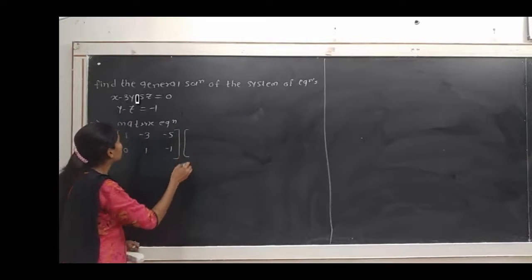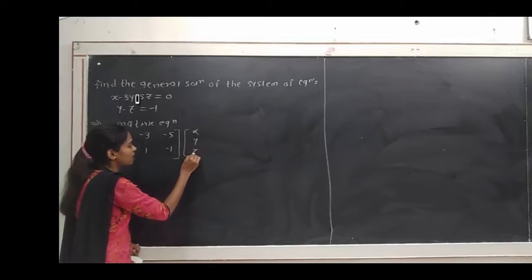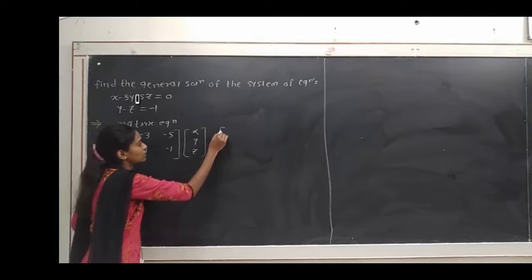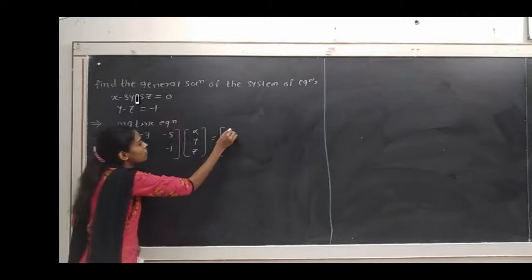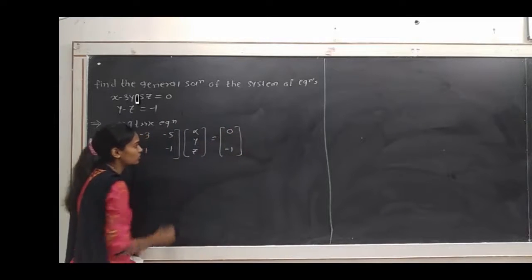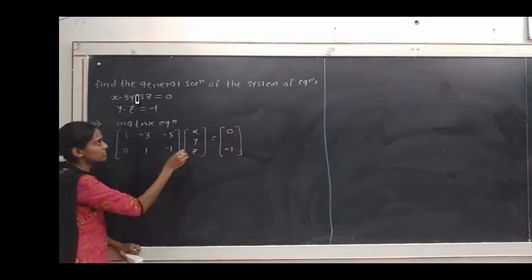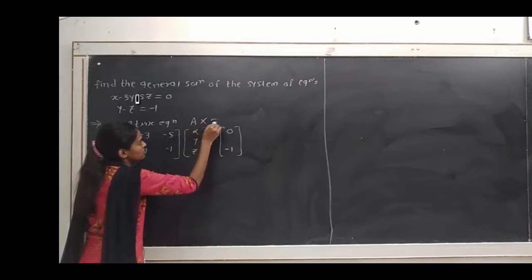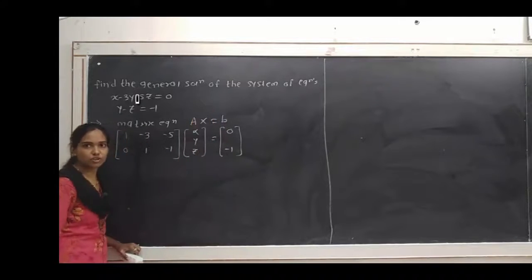Then the variable matrix, that is x, y, z. Then the RHS constants will be 0 and minus 1. So this is the matrix equation, Ax is equal to b.